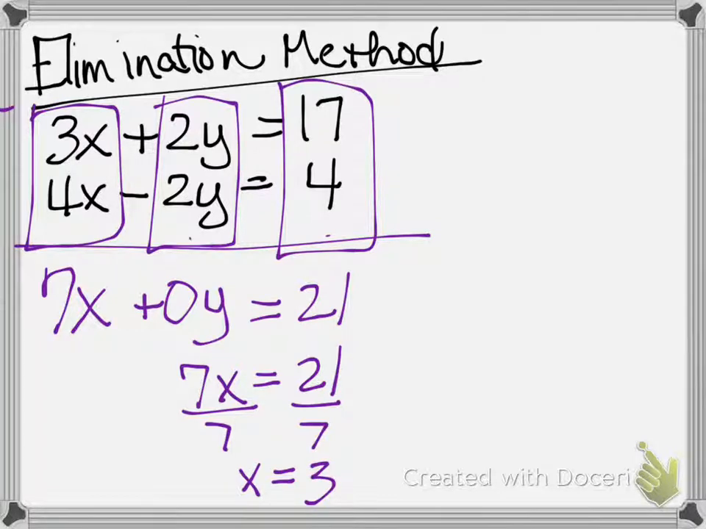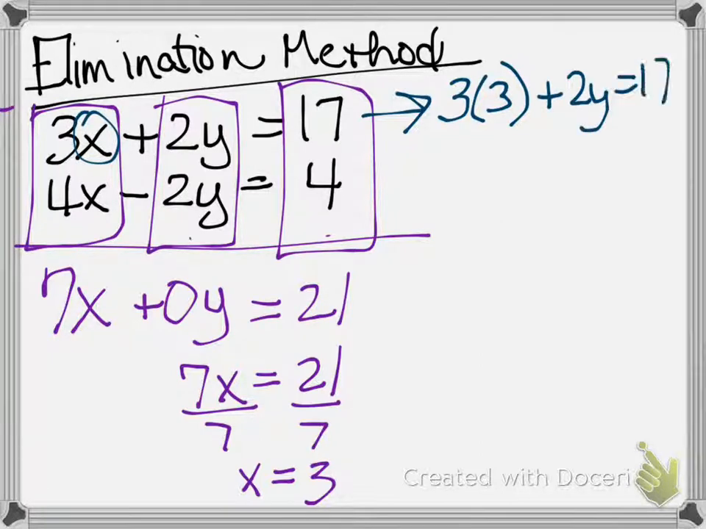Well, if x equals 3, we're kind of halfway to solving our problem. So we know x equals 3. We can go back and say, well, if x equals 3, what could y equal? So we kind of do a substitution here. If x is 3, we really have 3 times 3 here because it was 3 times x, plus 2y equals 17. So that's 9 plus 2y equals 17.